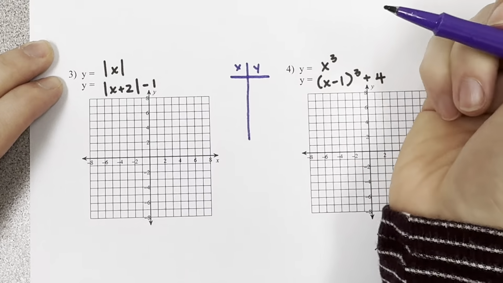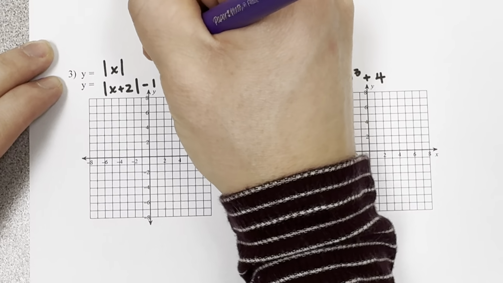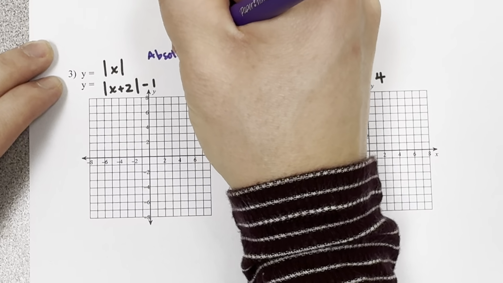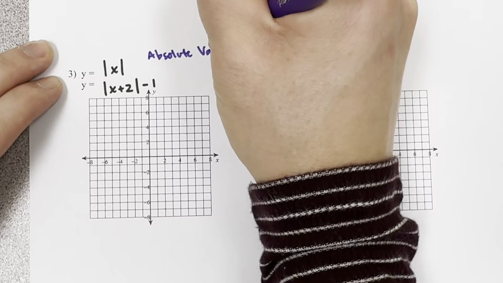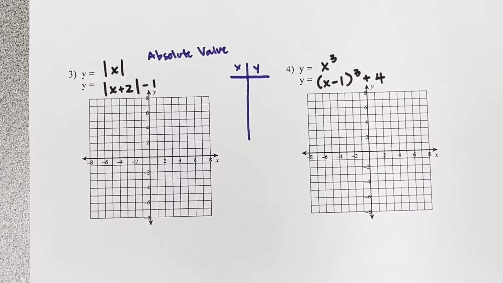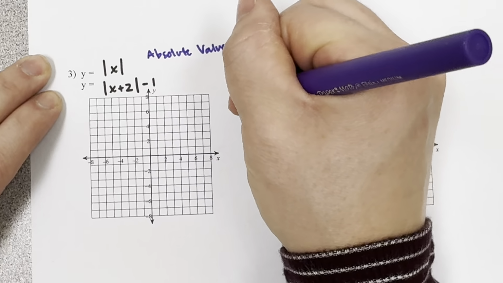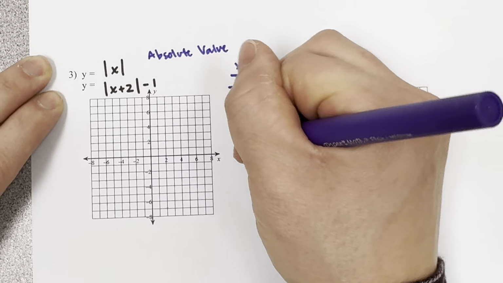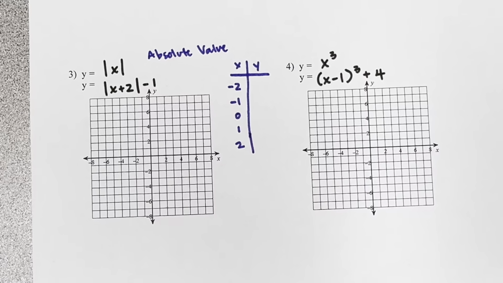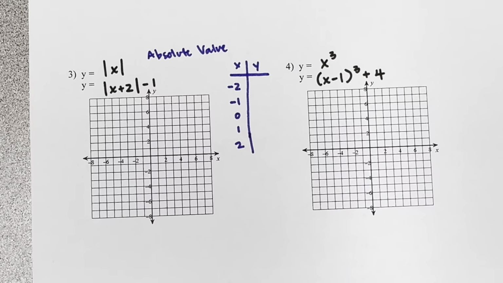This guy with those absolute values tells us this is an absolute value function. So I'm going to go ahead and just choose our normal inputs: -2, -1, 0, 1, and 2. Let's plug them in and see what we get for y.